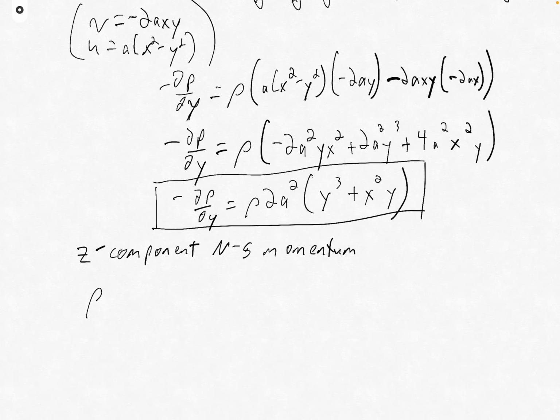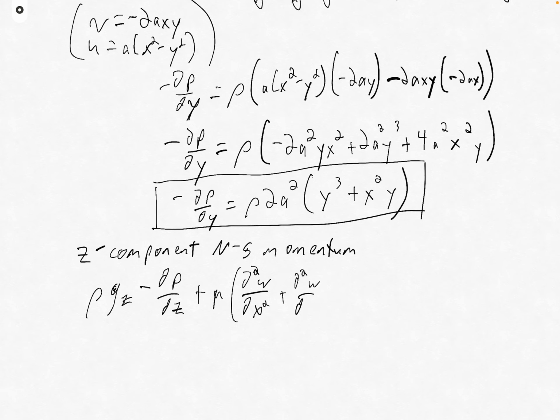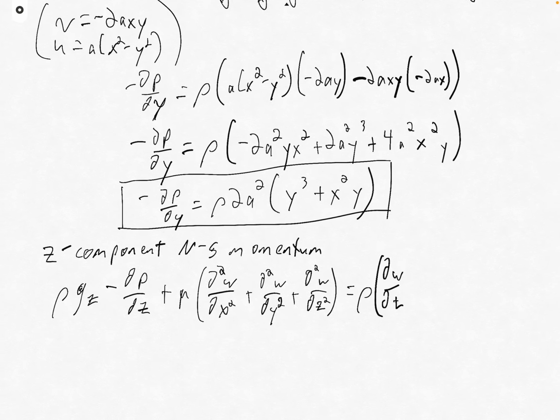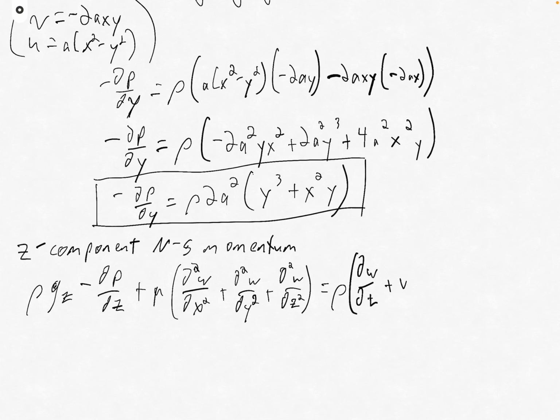So once again, we're going to have rho gz minus dp dz plus mu times (d squared w dx squared plus d squared w dy squared plus d squared w dz squared) equal to rho times (partial W partial T plus U dW dx plus V dW dy plus W dW dz).